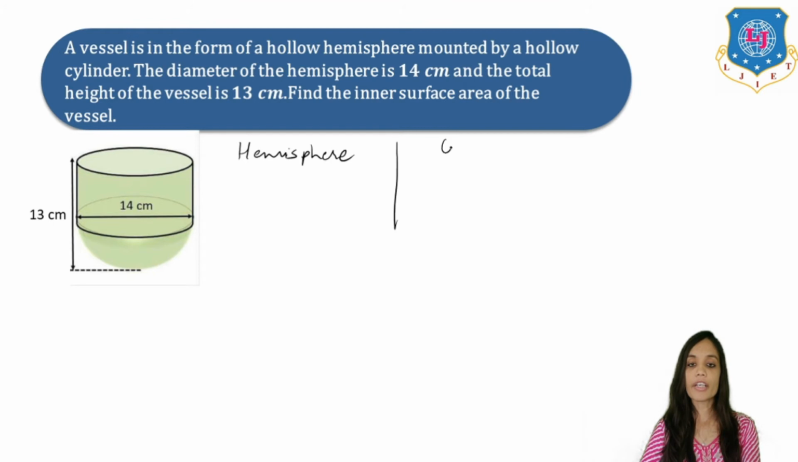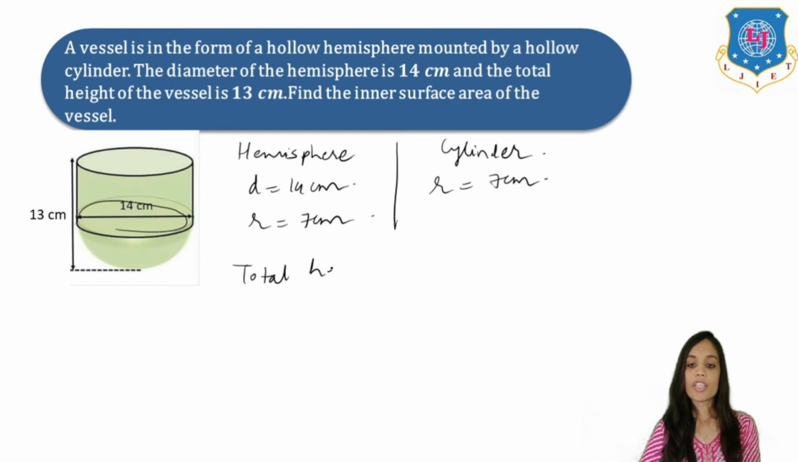So let us write the dimension. So hemisphere and cylinder, right? So here the diameter is given 14 centimeter. So radius will be 7 centimeter. And you can see the diameter of cylinder, that is also 14. So here also radius will be 7 centimeter.